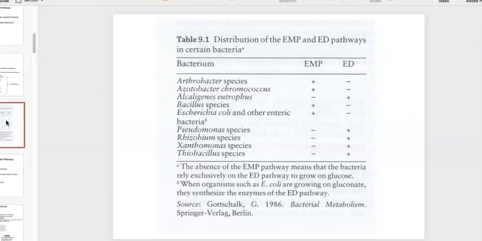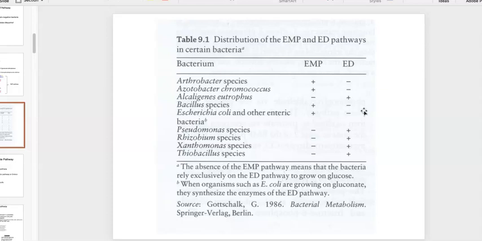So this table just shows you the distribution of EMP and ED pathways. And so again, here's a whole bunch of different kinds of microbes, and these guys are primarily soil microbes: Pseudomonas, Rhizobium, Xanthomonas, and Thiobacillus. And none of them have EMP enzymes. They're all operating through the ED pathway. And then there's a variety of other kinds of microbes. If you can focus on, for example, E. coli, it has the EMP pathway and bits of the Entner-Doudoroff pathway.